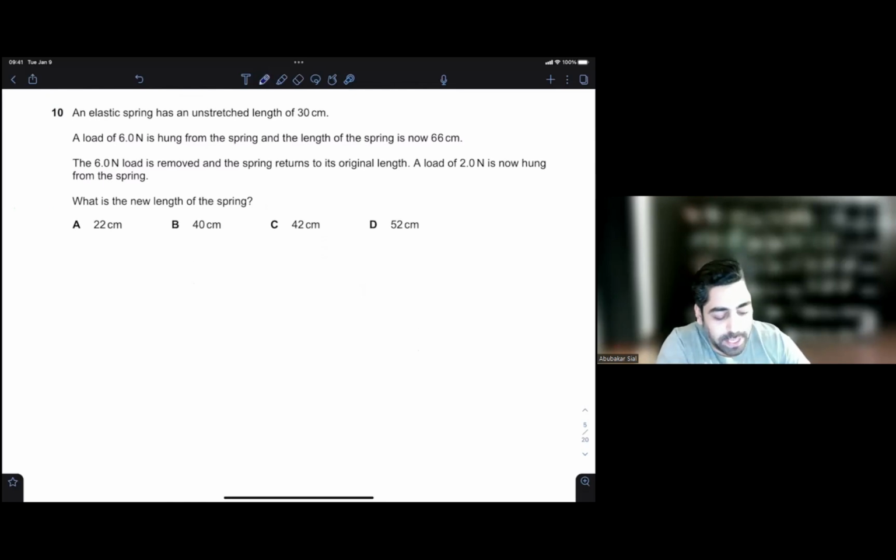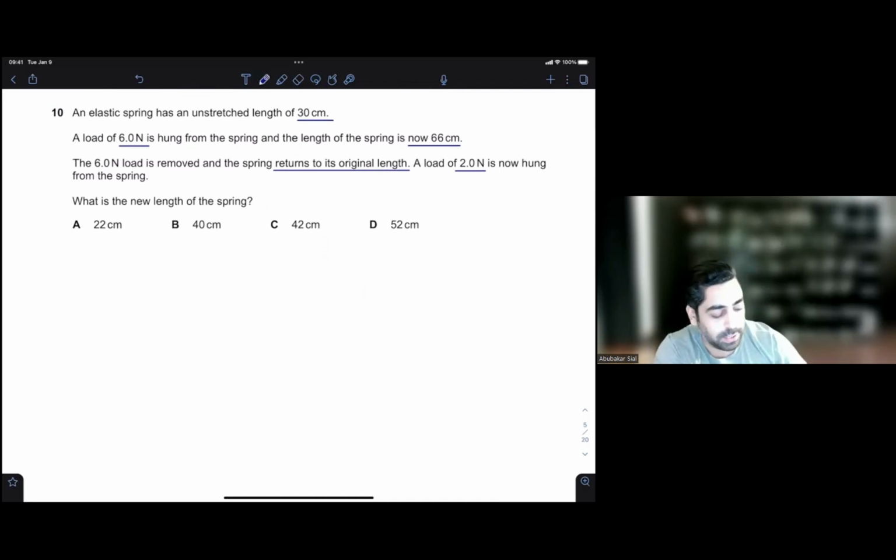Number 10. An elastic spring has an unstressed length of 30 centimeters. So again, of course, I'm going to underline that, one of the key details. A load of 6 Newton is hung from the spring, and the length of the spring is now 66 centimeters. The 6 Newton load is removed and the spring returns to its original length. And then a load of 2 Newton is hung from the spring. They're saying, what is the new length of the spring?